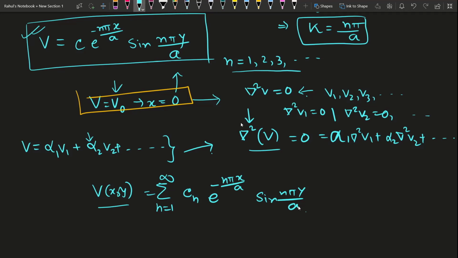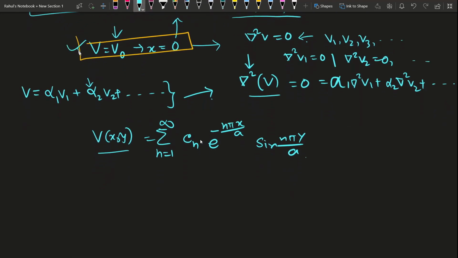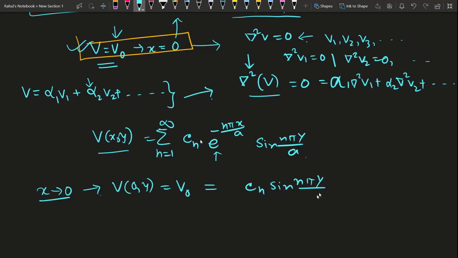Okay, now let us try to fit this boundary condition. At x tends to 0, what is happening? At x tends to 0, v of 0 comma y is nothing but equal to v naught, right? So this v naught equals, this term goes away at x tends to 0, this will become 1. So this will become Cn sine of n pi y divided by a, with a summation n equals 1 to infinity.